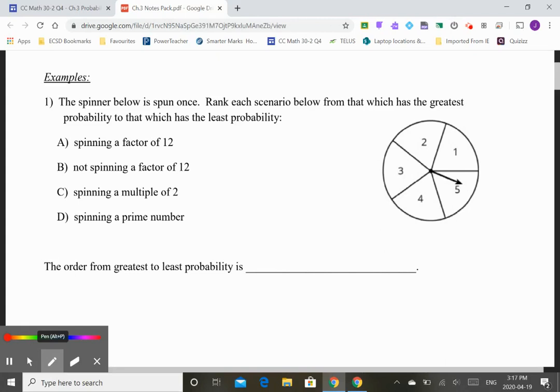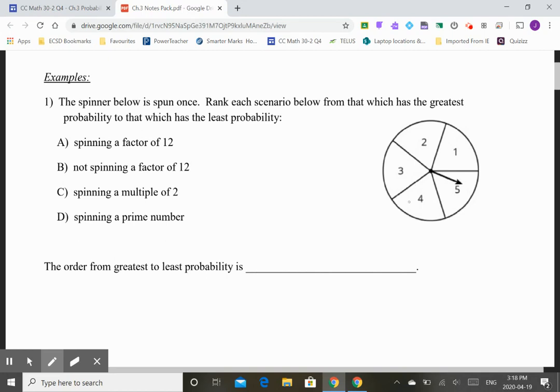Now that we've done some theory and some vocabulary, we are going to do a few examples. Here is number 1. The spinner below is spun once. Rank each scenario below from that which has the greatest probability to that which has the least probability. So we need to find the probabilities of all those events, A, B, C, and D, and compare those probabilities to each other.